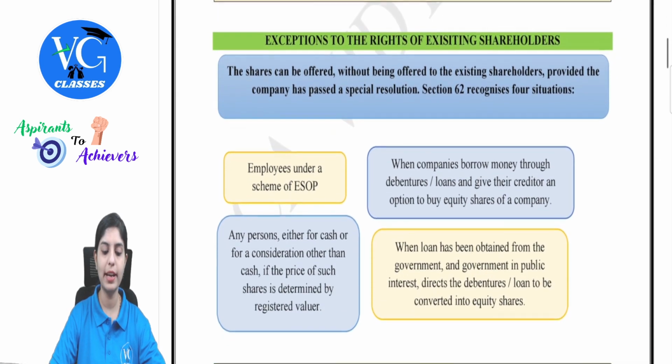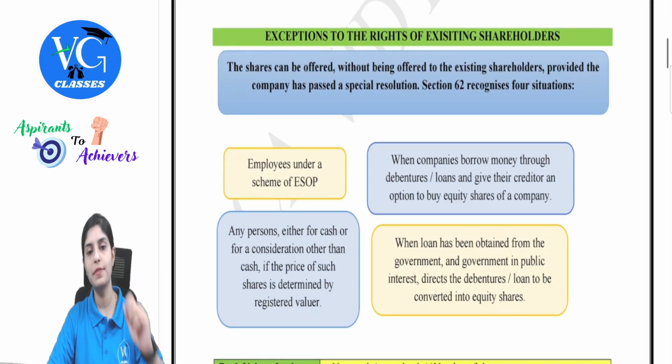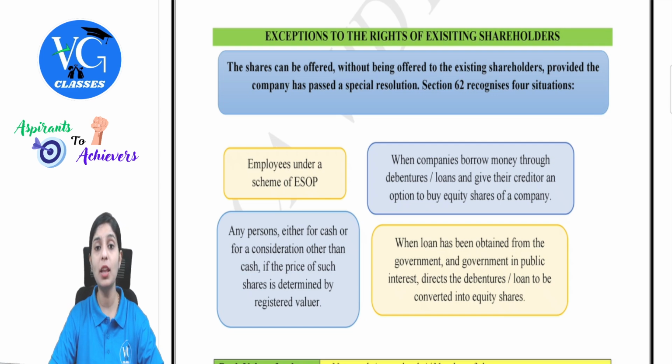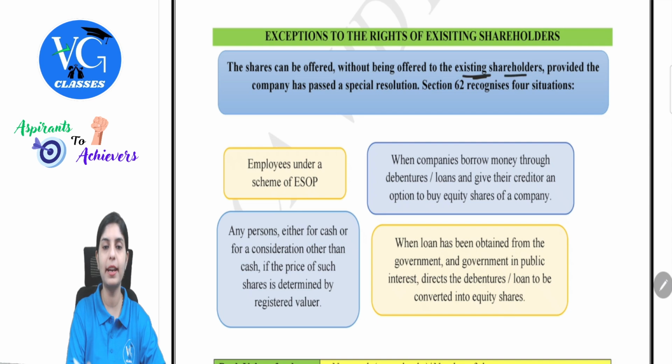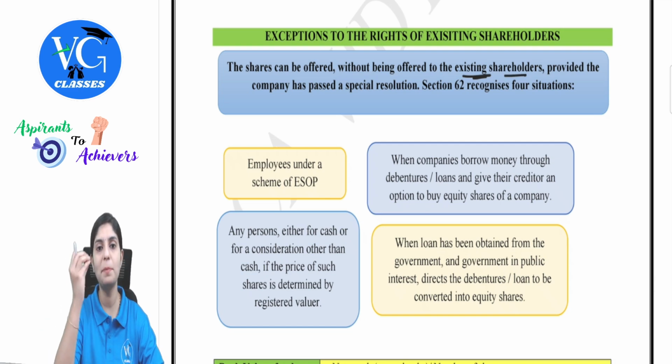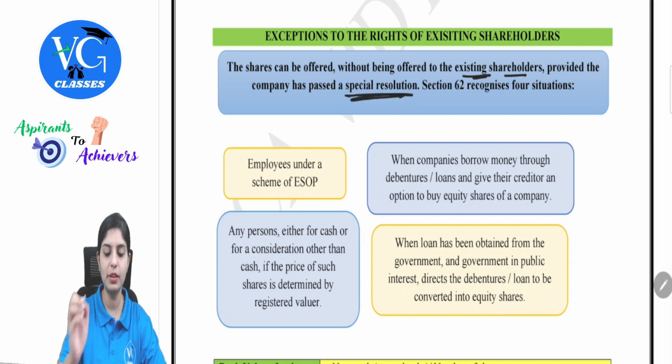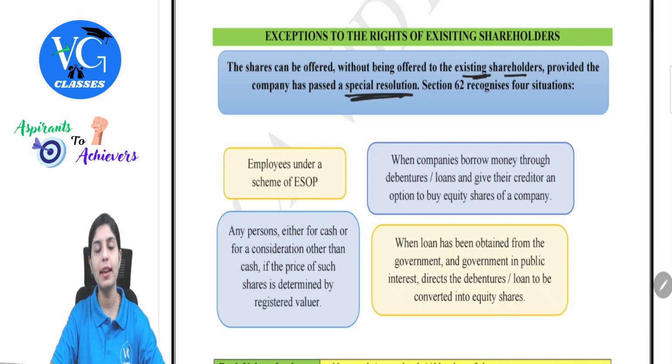Next, exceptions to the rights of existing shareholders. Whatever points we understood, that is how a rights share arrangement is to be considered. There are a few exceptions. The shares can be offered without first being offered to existing shareholders, provided the company has passed which resolution? A special resolution. So the company has passed a special resolution. Section 62, which gives us the regulatory points for rights shares, recognizes four such situations. This is an exception to the rights shares. That means there is no requirement that it be offered to existing shareholders. Apart from that, they can also issue shares.